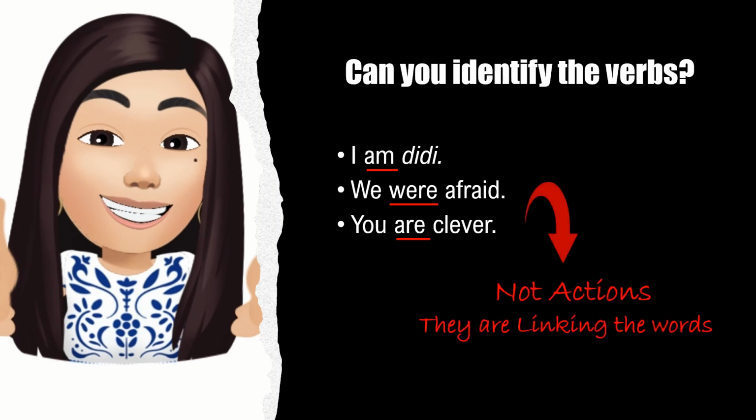So what we see here is that we have verbs which are not actions, but they are linking the words. The verb am is linking I with Didi. The verb were is linking we with afraid, and the verb are is linking you with clever.